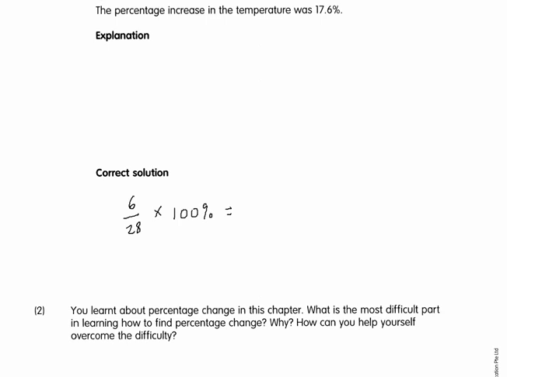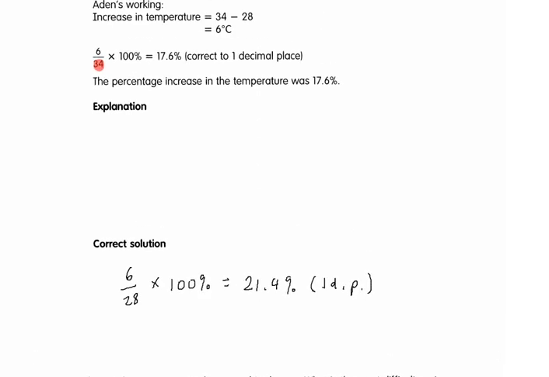Okay, 21.4%. Please write 1 decimal place. Yes, what? No, I just want to see the part that's wrong. The other part is correct. Okay, what's the explanation? We must always write the starting temperature or the original in the denominator, right? Correct or wrong?